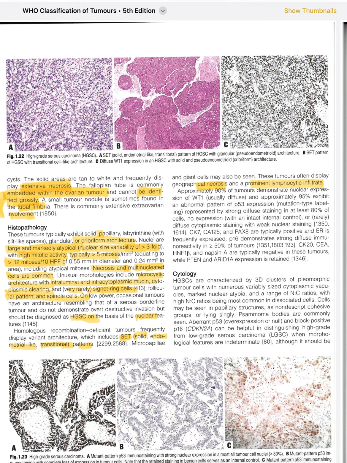So as we can see in these photomicrographs, in A we have SET, which is the solid, endometrial-like, and transitional pattern of high grade serous carcinoma with glandular architecture. In B we can see transitional-like architecture, and in C this is the WT1 expression, which is diffuse expression.